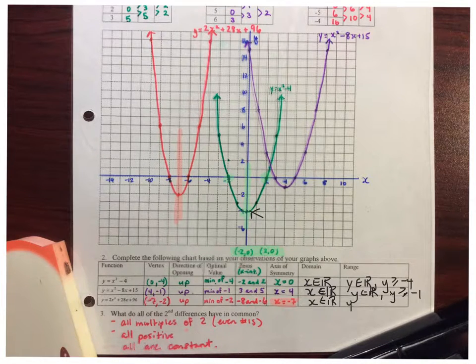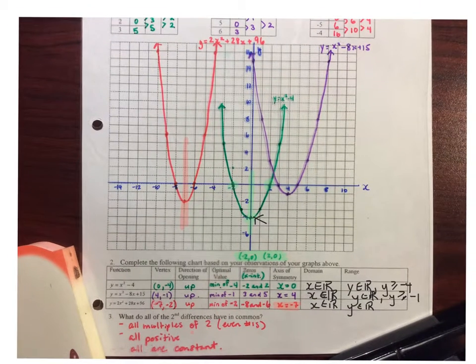And our last one, y is an element of the reals, and y has to be greater than or equal to, because we're going upwards, and it looks like that was at -2, and that should match my optimal values here. Okay, you're ready to move on to the summary that you're going to add to the back of page 6.